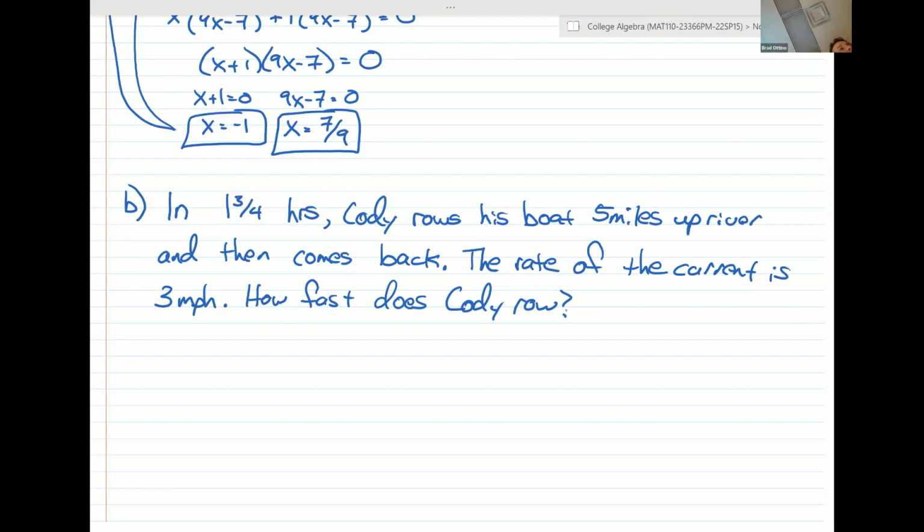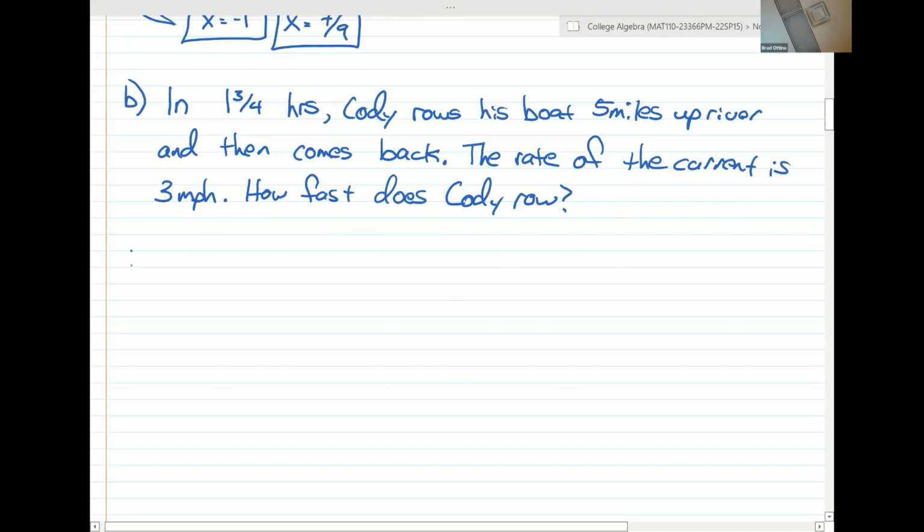Let's figure this out. And this looks like it's going to be a distance equals rate times time problem. So we just have to get organized a little bit. When we first saw these distance equals rate times time problems, we set up 2 different equations. One is if we're going upriver, and the other is if we're going downriver.